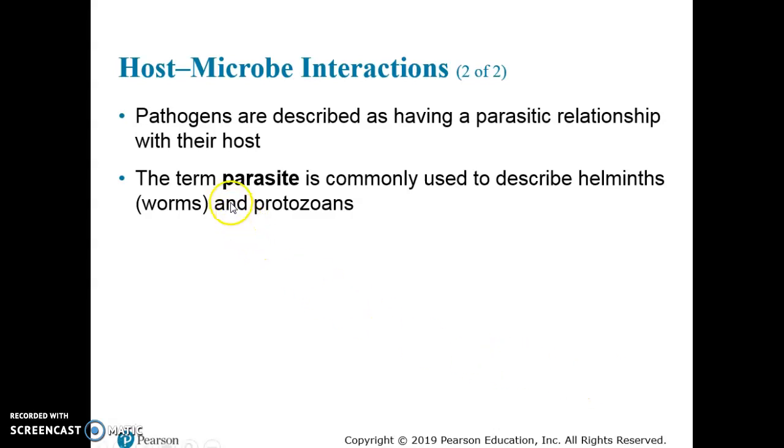Now, in all reality, the term parasite is generally used to describe helminths. Those are pathogenic microscopic worms, sometimes macroscopic, and then protozoans. All right, if you just think, when someone says they have a parasite, I think of a eukaryotic organism, the helminths, the protozoans. Whereas if it's a parasitic relationship, then it's just a pathogen causing disease.